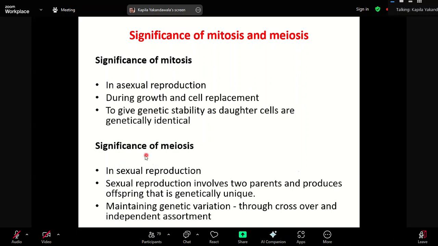Significance of meiosis. It is important in sexual reproduction. Sexual reproduction involves two parents, mother and father, and produces offspring. So the mother's and father's genetic material will be combined, so daughter cells have unique genetic characters.